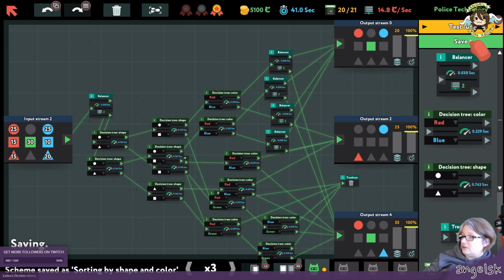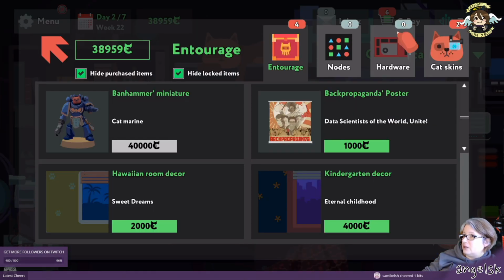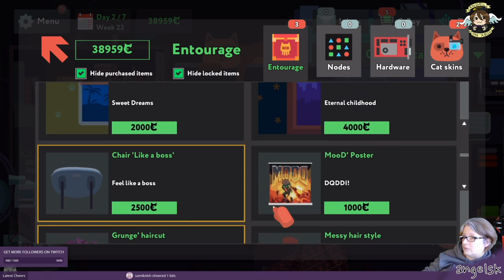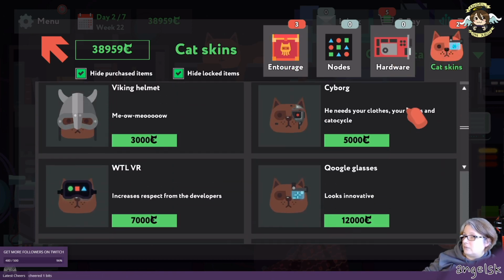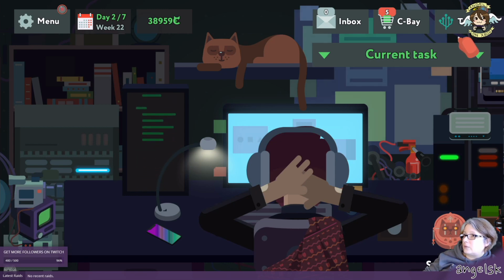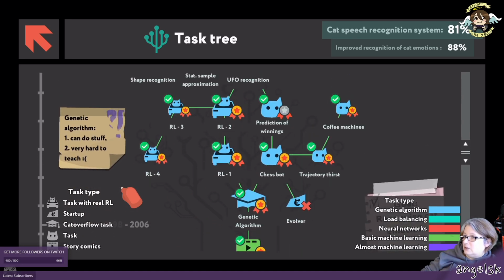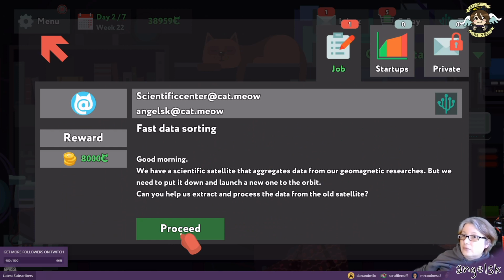I'm going to save that because I think that's a pretty good thing. We just can't quite use it yet. We need something. Okay, so we've got 2 that are just sort of abandoned. Right, fast data sorting. We've got a lot of money as well, which is nice.